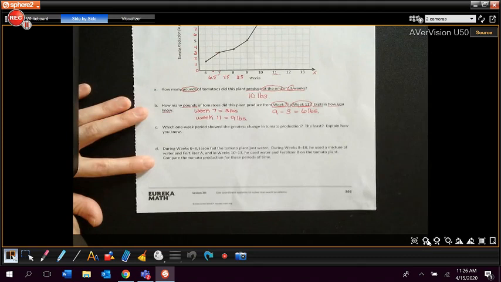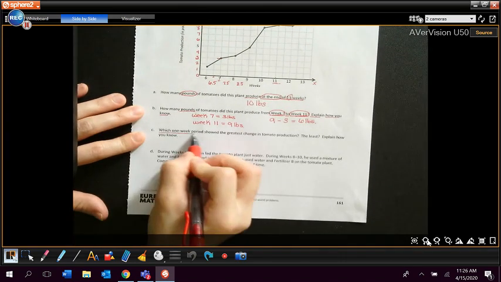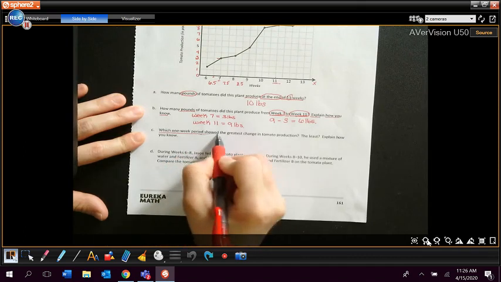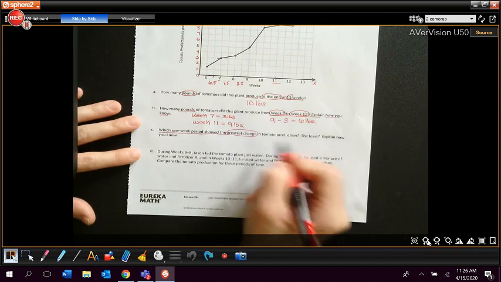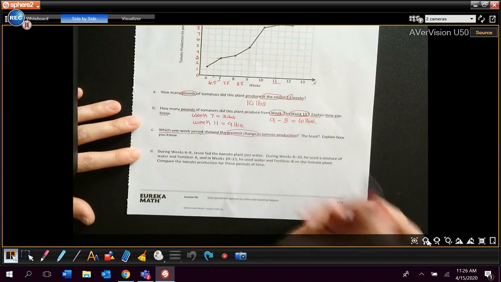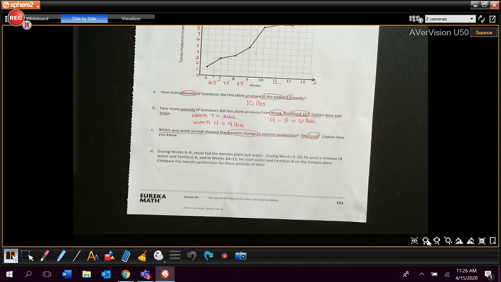For letter C, it says, which 1 week period showed the greatest change? Circle that, that's important. In tomato production, the least. Explain how you know. So think about that, boys and girls. Which one showed the greatest? Let's do one at a time. First, let's think about the greatest. How can we find that? Just by looking at our line graph.